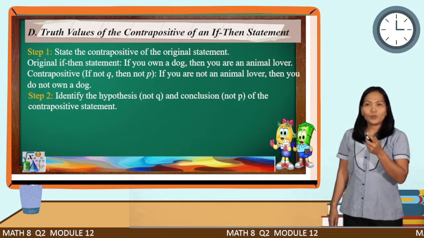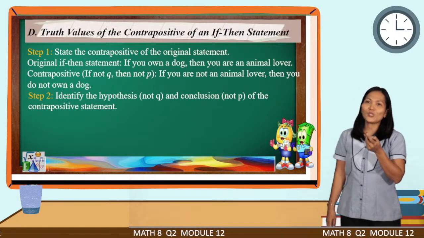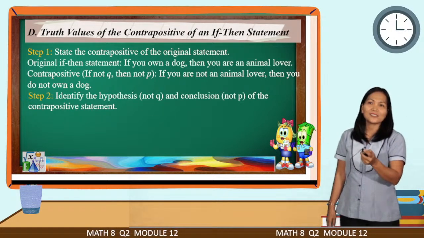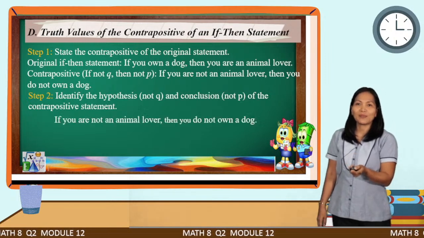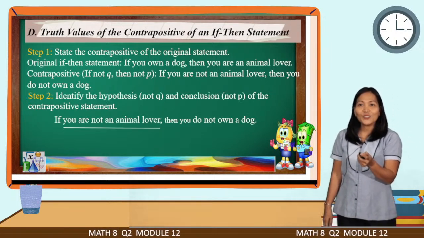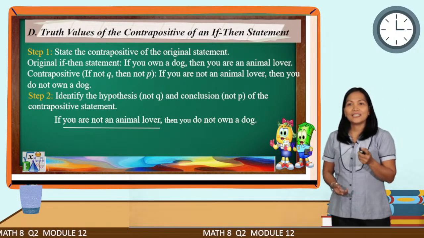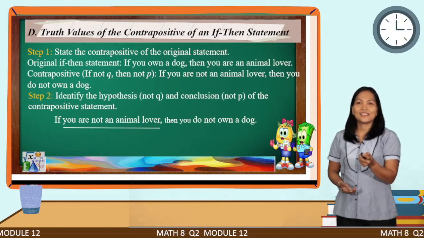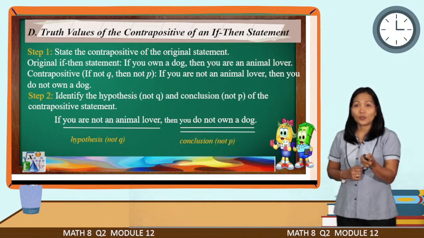So step 2, yes, you could easily do this because you will just identify the hypothesis and conclusion of the contrapositive statement. Let's do it. So what is the hypothesis? You are not an animal lover. How about the conclusion? Exactly. You do not own a dog.